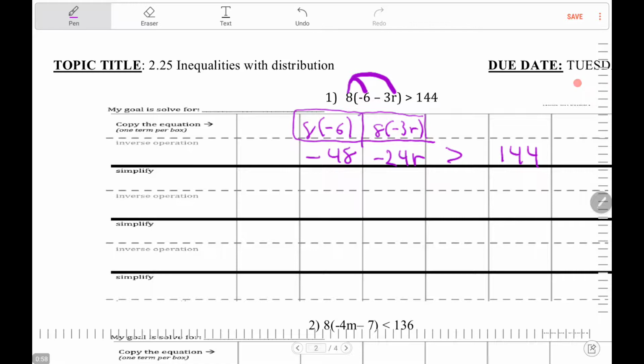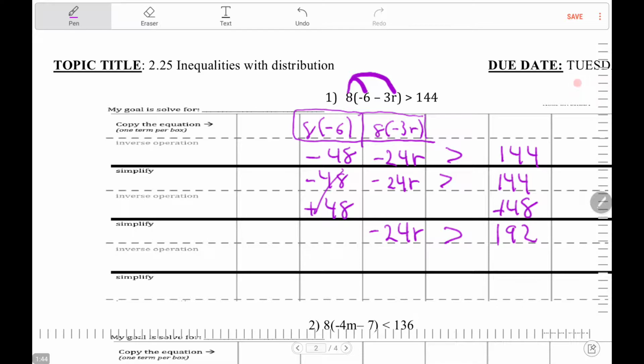Okay. So let me bring that down one more. So -48 minus 24r is greater than 144. Okay, now this should look familiar. This is like what we've been doing, two-step inequality. So let's get rid of the 48. So we were subtracting it, so now we're going to add plus 48 on both sides. This becomes 192. And these cancel, so we got -24r is greater than 192.